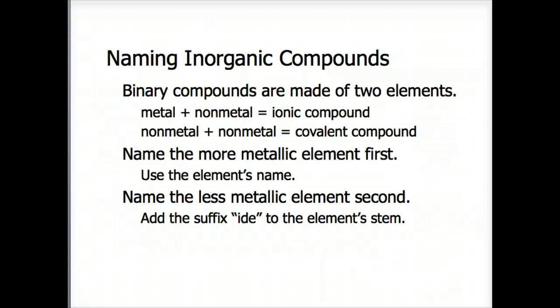You've heard me say the names of these compounds as I have been talking, and now here's how you will also learn to make and name these compounds. Remember, binary compounds, bi meaning 2, are always made of 2 elements. In this case, a metal and a nonmetal make an ionic compound. If we were to react 2 nonmetals together, those will make covalent compounds. We will always name the metallic element first, using the element's full name. And then we will take the less metallic element and change its ending to -ide.